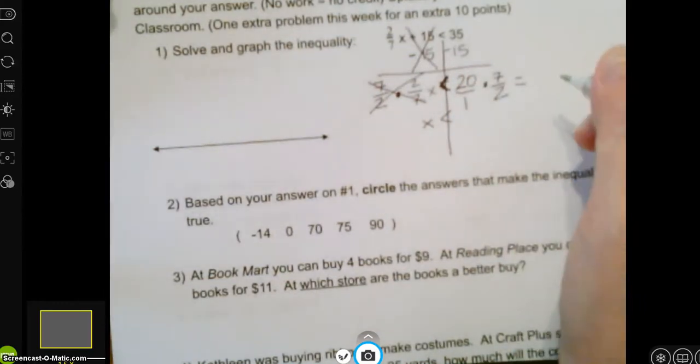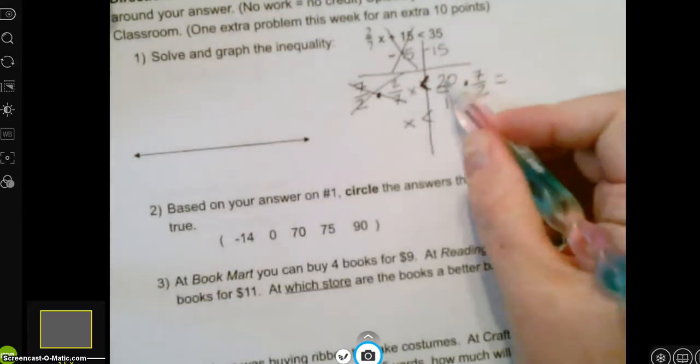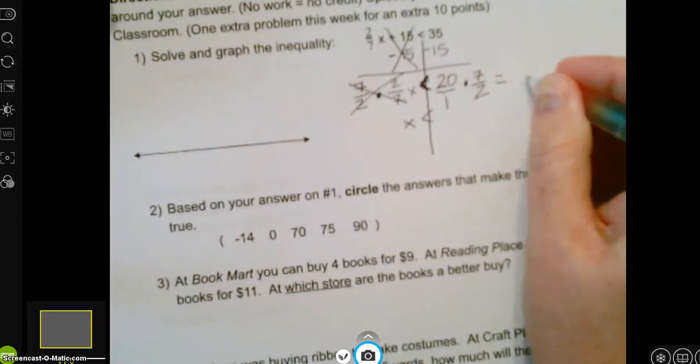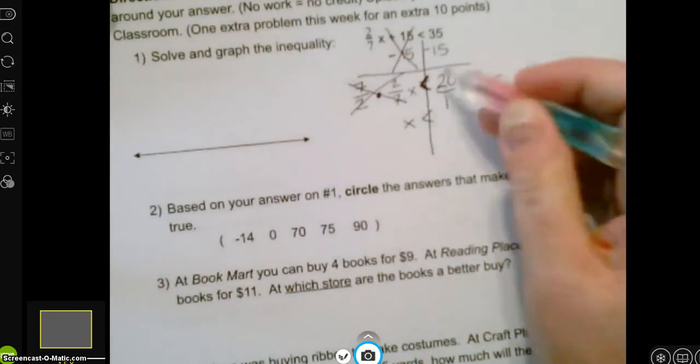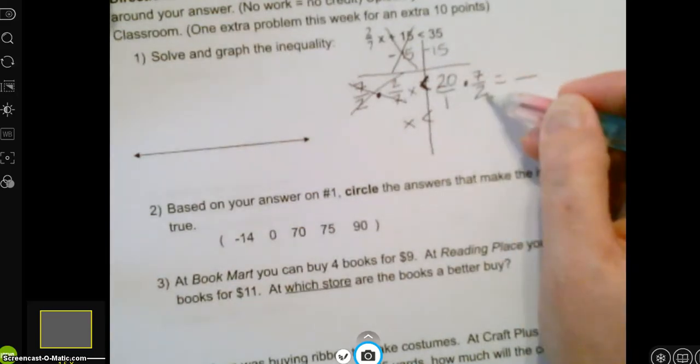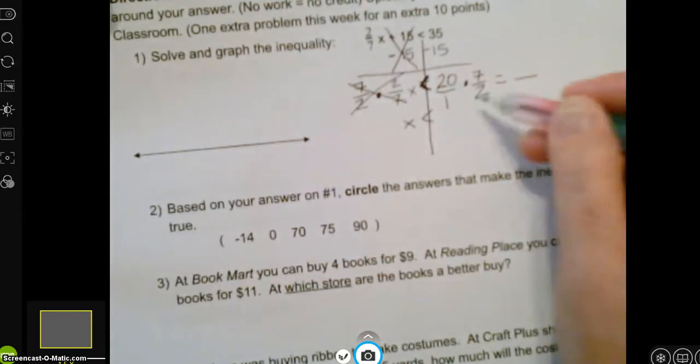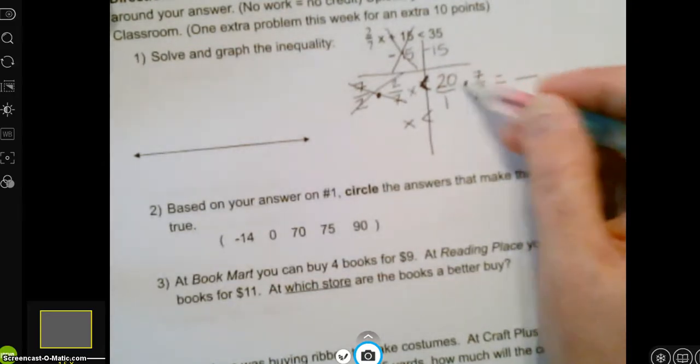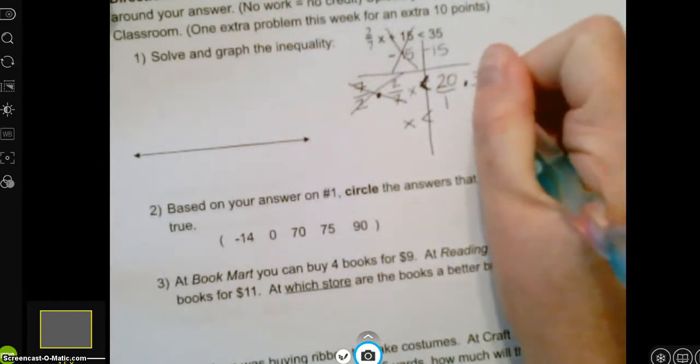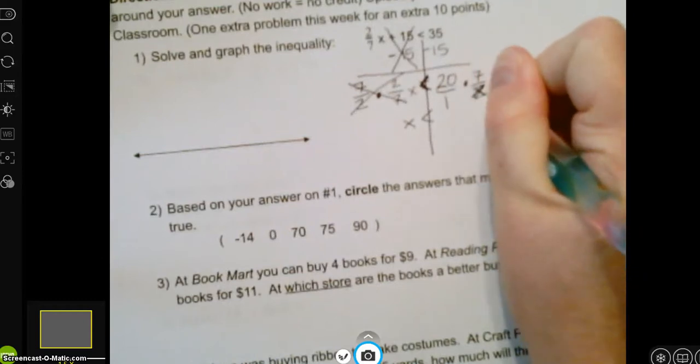Now, I want you to stop for a second, and you can do this one of two ways. If you know you're not good with relationships, then I want you to multiply 20 times 7, put it on top, 1 times 2, put it on bottom, and then you'll have to divide that. If you are good with relationships, then you're going to notice, well, 2 is an easy number to work with, and it works right with 20. So these both divide by 2. So the relationship is 2. 2 divided by 2. 20 divided by 2.